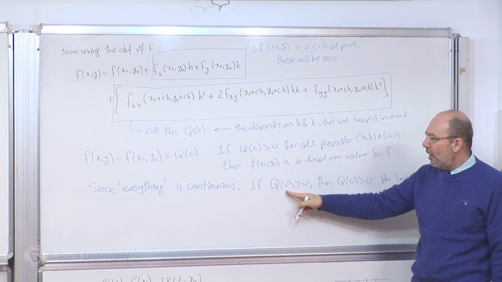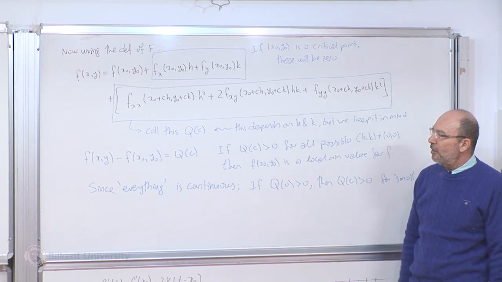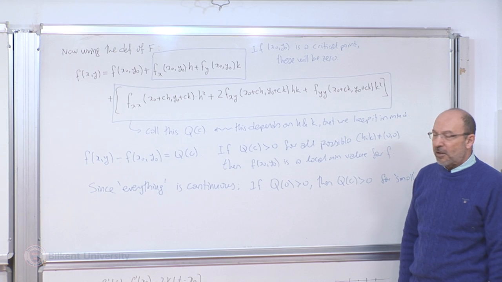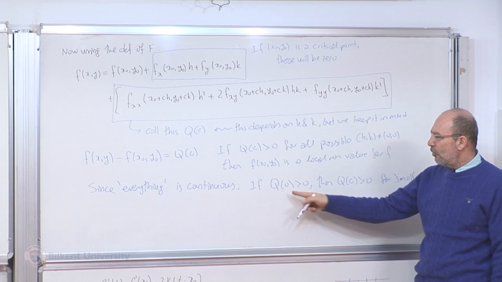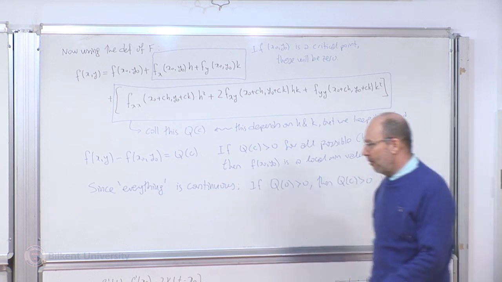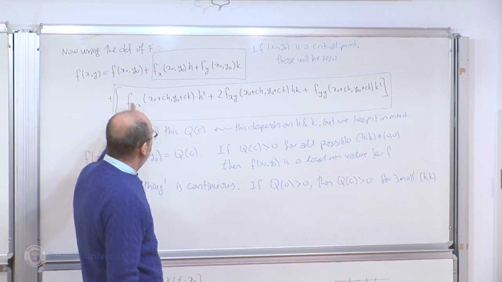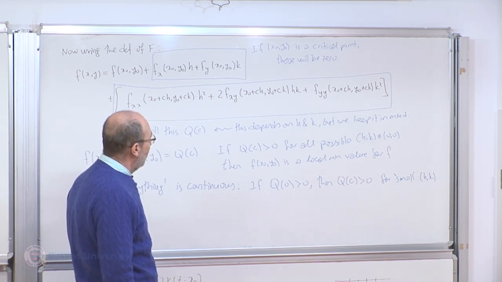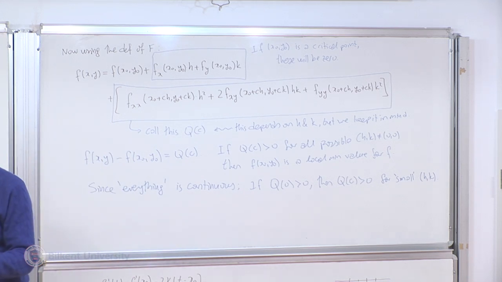I can calculate Q0 because putting C equals 0 here, I get an expression which I can calculate. F is given, x sub 0, y sub 0 is given. So the question is this: how can I know that this expression, when I put C equals 0, is going to give me positive no matter which hk I choose? So let me start from there.